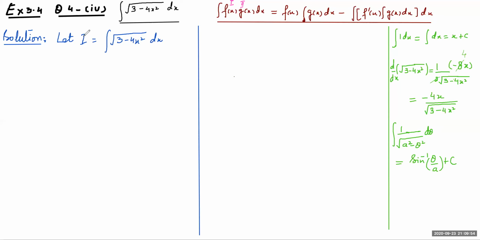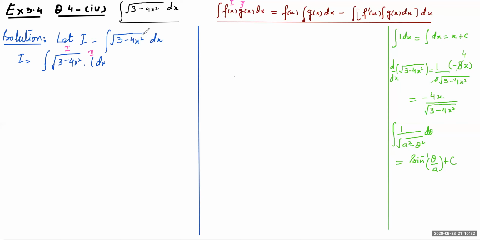Now let's go for the solution. I have named the integral as I. Let I be equal to integral of square root of 3 minus 4x square into dx. I'm going to introduce a 1 here. Integral I is equal to square root of 3 minus 4x square into 1 into dx. Now we are going to perform integration by parts, considering this expression as the first function and this one as the second function.